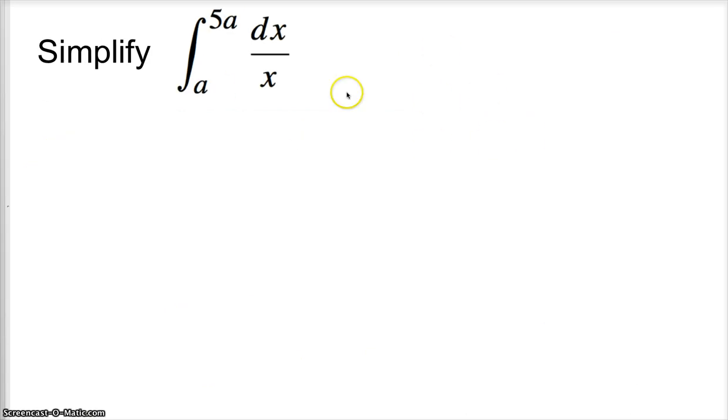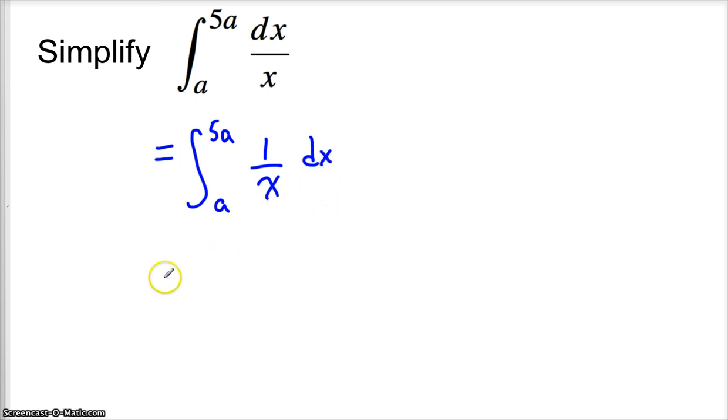Okay, so here's another one. The definite integral of dx over x. Now that may look confusing to you, so let me just rewrite this. Also, from a to 5a. Let's put that up here, 5a. So dx over x is the same as 1 over x times dx.